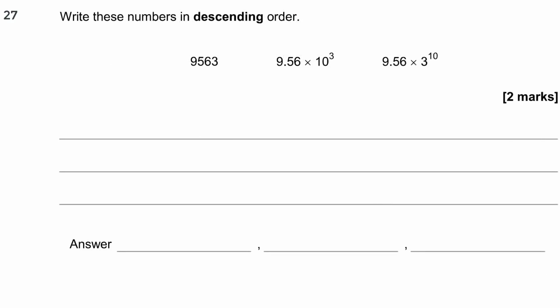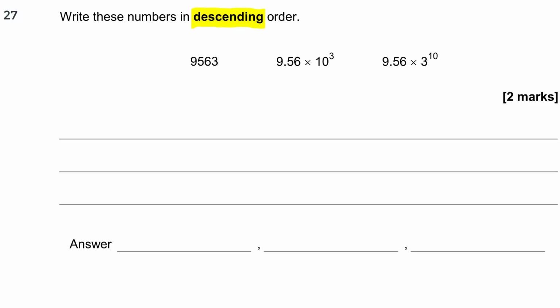Now whenever they write anything in bold, it normally means that students tend to miss or skip over it. So descending means going down, doesn't it, from biggest to smallest. So I've got 3 numbers, 2 of which are in standard form. So let's write those out long before we proceed. So 10 to the 3 is the same as 1,000, isn't it?